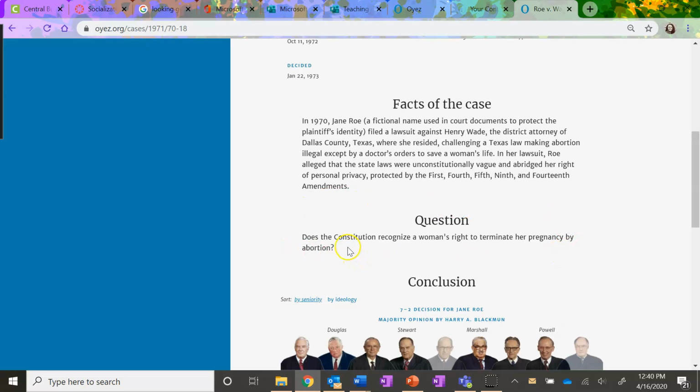So the question that the court is answering is, does the Constitution recognize a woman's right to terminate her pregnancy by abortion? And they had to determine whether or not the Constitution is allowed to determine abortion or not. So that's the question that they have to debate.